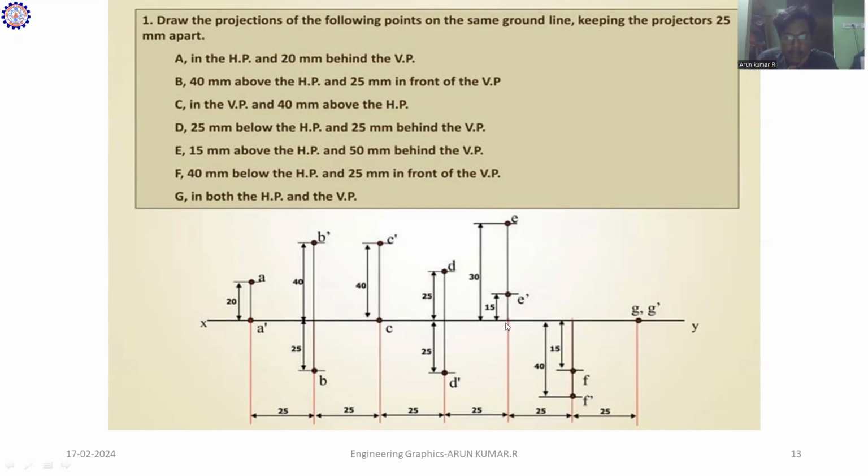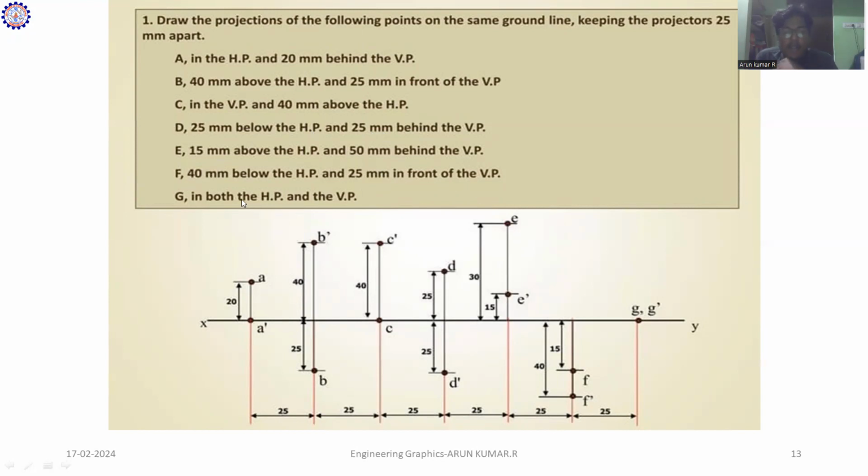From the reference line, you mark 50 mm behind VP. That is a distance of 50 mm. From the reference line, you mark it as the E point, with a value of 50 mm. So then, what is the F point?